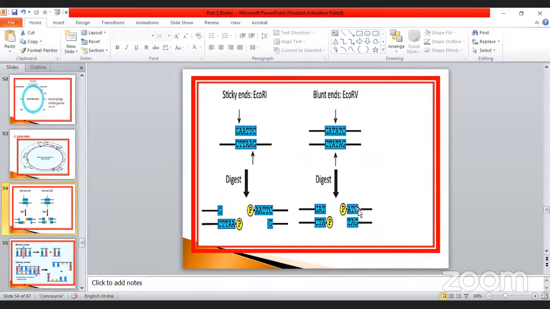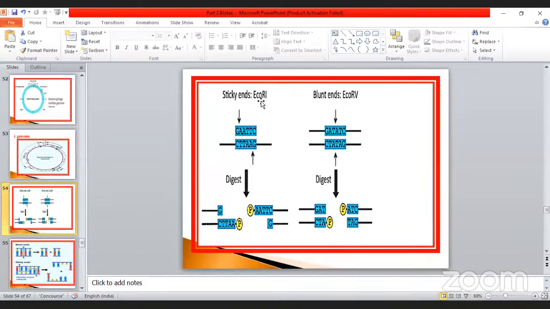So see here. Both are having a blunt end. This type of separation of the DNA molecule is considered a blunt end, and this is considered a sticky end. Both have the same genome present in them, but the structure is different. See, E. coli R5 and E. coli R1.